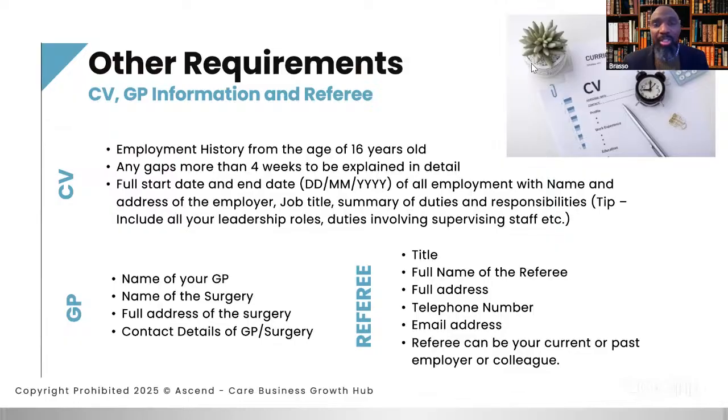It may just look like a mere administrative process, but if there are any gaps of more than four weeks, you need to explain. Any unexplained gaps, CQC will reject your application. So it's very, very important. If you are doing it yourself, be vigilant, or even if you have somebody doing it for you, you need to cross examine, you need to check and make sure that all the key dates are put in.